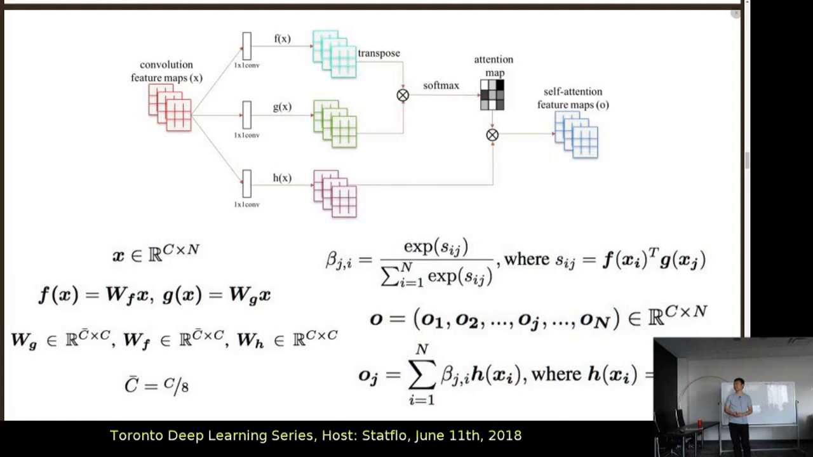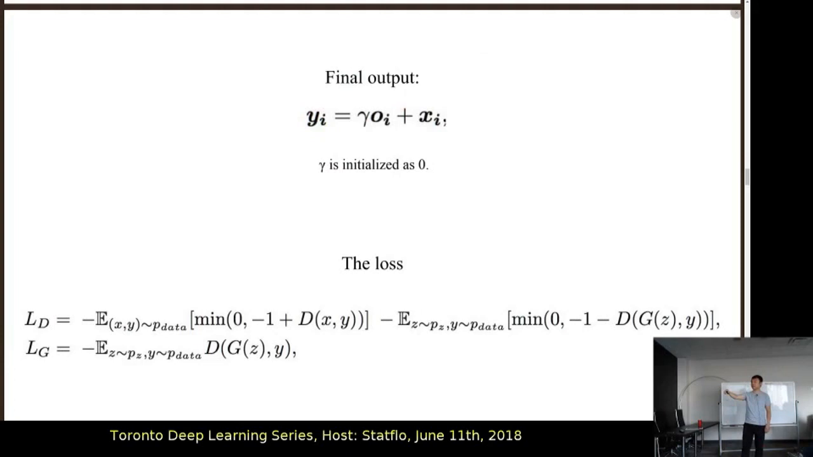Maybe if you move on, it gets clear later. Okay. This is the exciting slide. We can go back. And the final output is the self-attention feature map denoted by O. You get this formulation with gamma. This is the final output. So for each feature indexed by I, you get gamma times the computed self-attention feature map plus the original input.